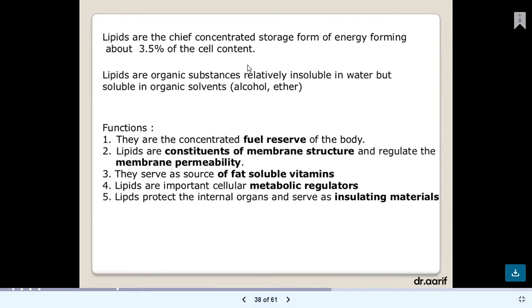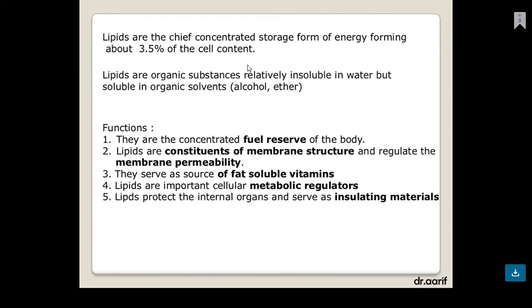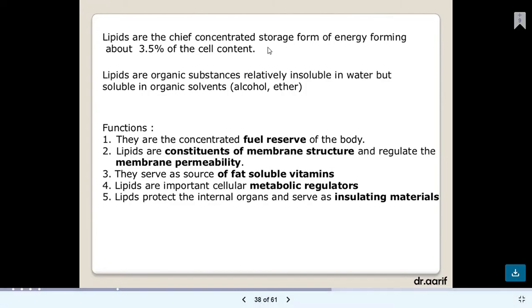Lipids are none other than fats. They are the chief concentrated storage form of energy, which forms about 3.5% of the cell content. They are insoluble in water, but they are soluble in organic substances like alcohol and ether. They are the concentrated fuel reserve of the body, and they are constituents of the membrane structure and regulate the membrane permeability. They serve as the source of fat soluble vitamins, that is vitamin A, D, E, and K.